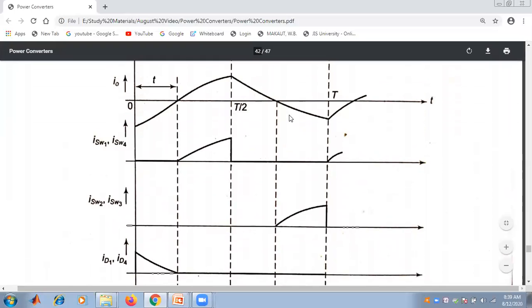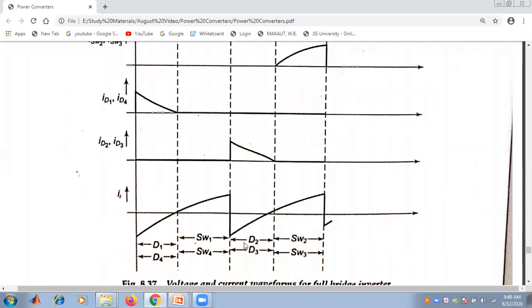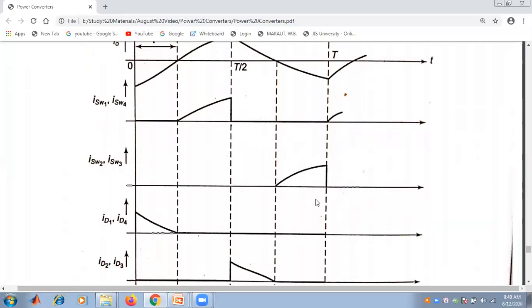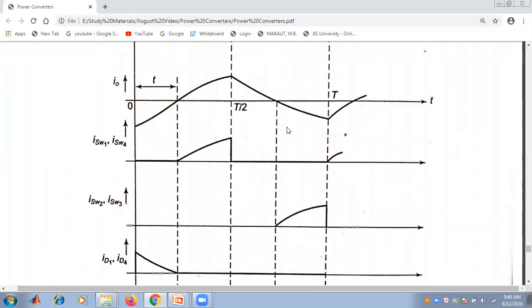It follows the particular pattern, and up to that instant, the current through switch 2 and switch 3 will be 0. Now switch 2 and switch 3 start operating. So the current through that switch will be increasing, and it is clearly in the load pattern. So here is the pattern of the current when D2 and D3 conduct, that is the input current, and when switch 2 and switch 3 are operating. So this is the entire output current. First it goes on increasing, then it decreases exponentially, and this cycle is followed for the voltage and current waveform of the full bridge inverter.